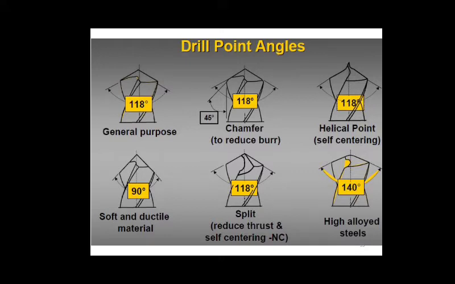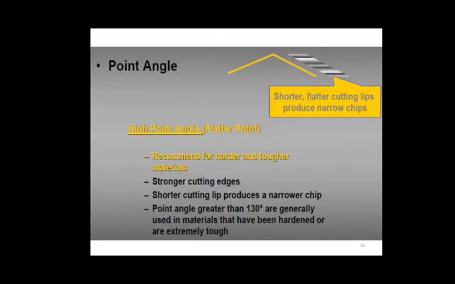Now let us see further about point angles. High point angle, that is a flatter point, is recommended for harder and tougher materials, with stronger cutting edges. Shorter cutting lips produce a narrower chip. Point angles greater than 130 degrees are generally used in materials that have been hardened or are extremely tough. So shorter, flatter cutting lips produce narrow chips. You can see the narrow chips.